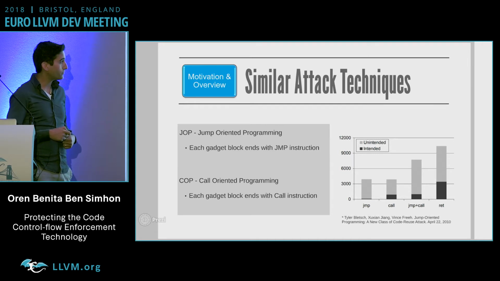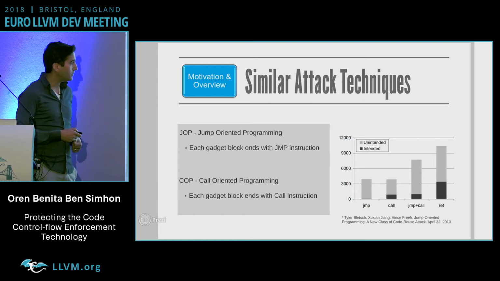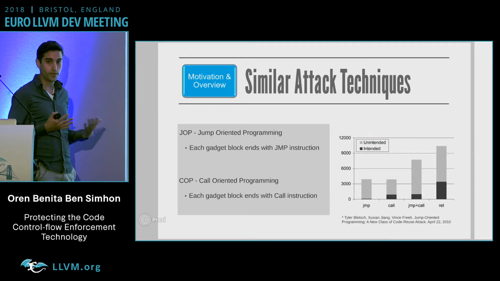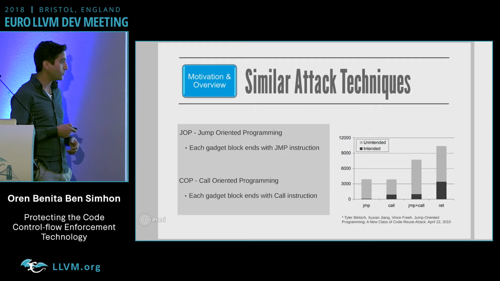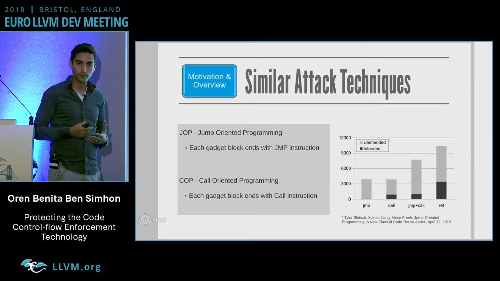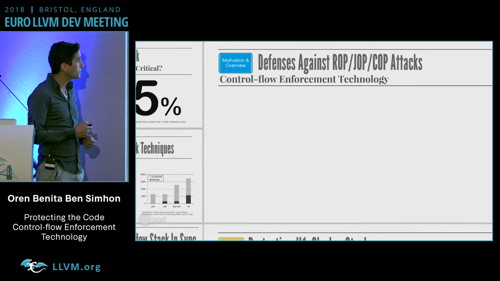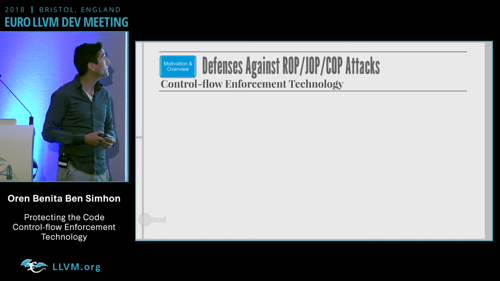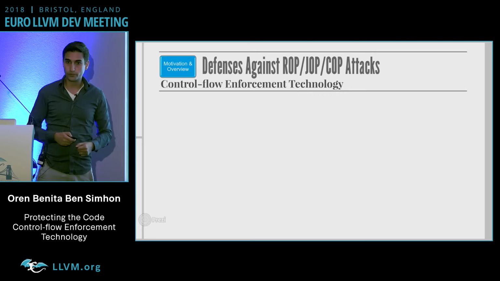You can see in this graph a statistic that was made on libc. Here you can see the intended and the unintended gadgets in the libc library. The number of intended indirect jumps is really, really low. It is hard to create a meaningful program just from these gadgets. However, when you add up the unintended gadgets, it's really easy to create your own program. Okay. So we have defenses against ROP, JOP, and COP attacks, and this is what we call control flow enforcement technology.